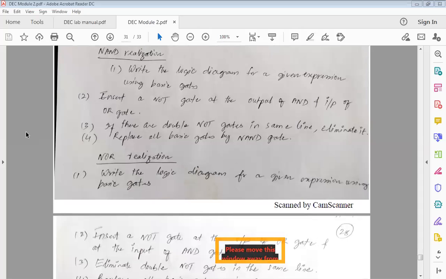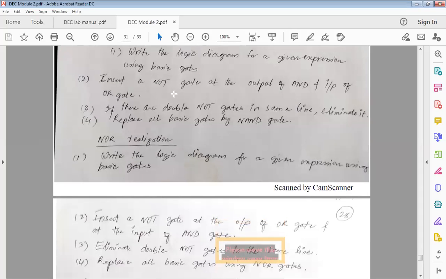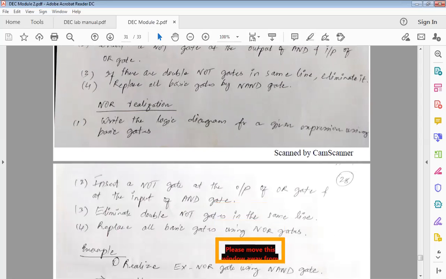Okay, so now let's get back to this NAND implementation. You will at the first stage implement a normal circuit using basic gates, and then you will insert a NOT gate at every AND output and input of every OR gate. If there are double NOT gates, as you all know, what happens? It nullifies, right? Because the input and the output of a double NOT gate is going to be the same. So I can nullify it. And then at the last step, replace all gates by NAND gates.